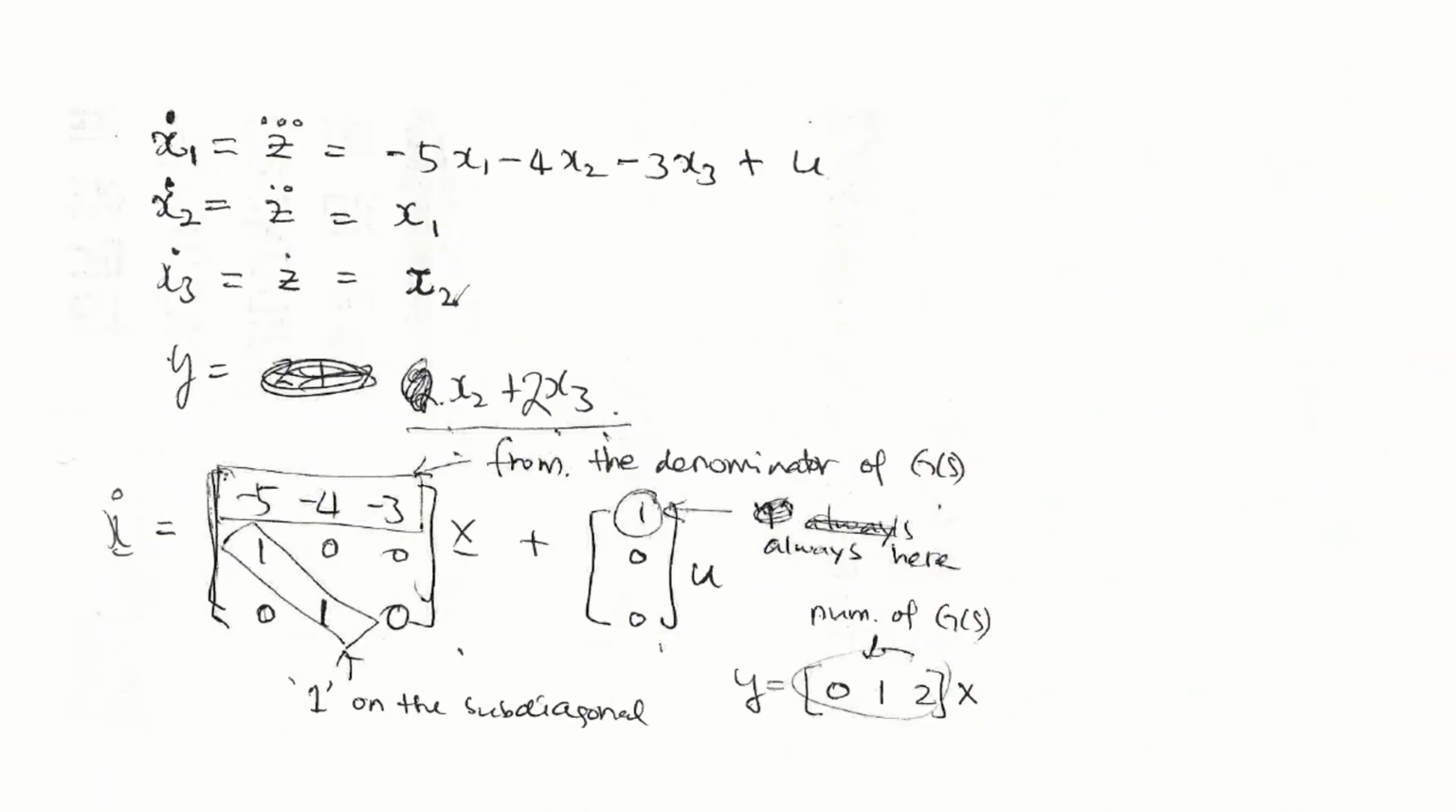Okay, so that's what I'm saying here. The first row and the sub-diagonal entries of 1 are always there, with all the other entries 0 in the B matrix, and the C matrix comes from the numerator of the transfer function.